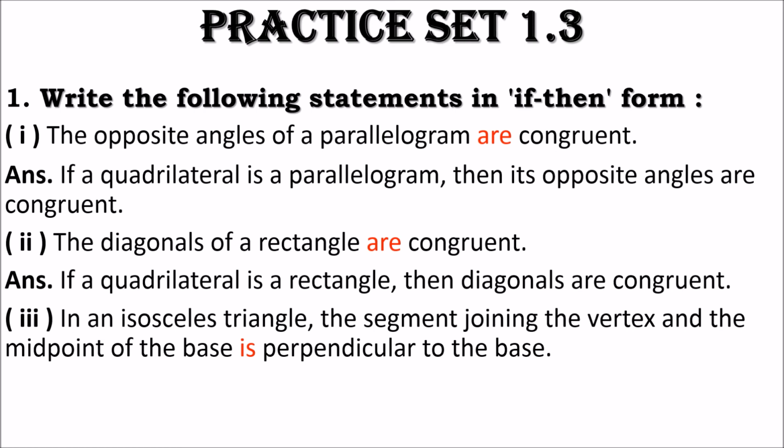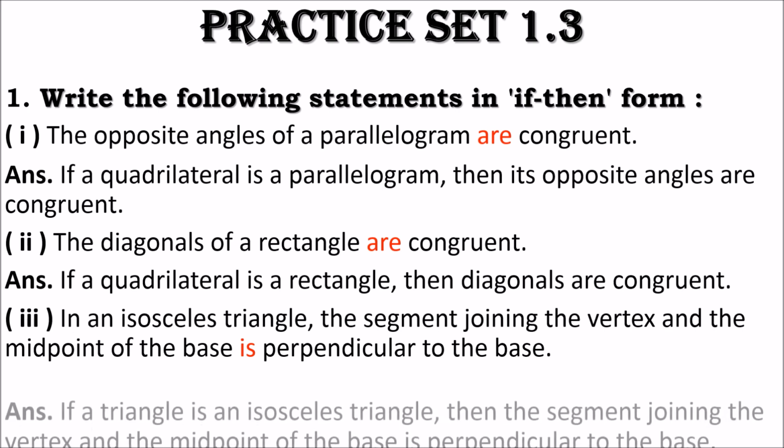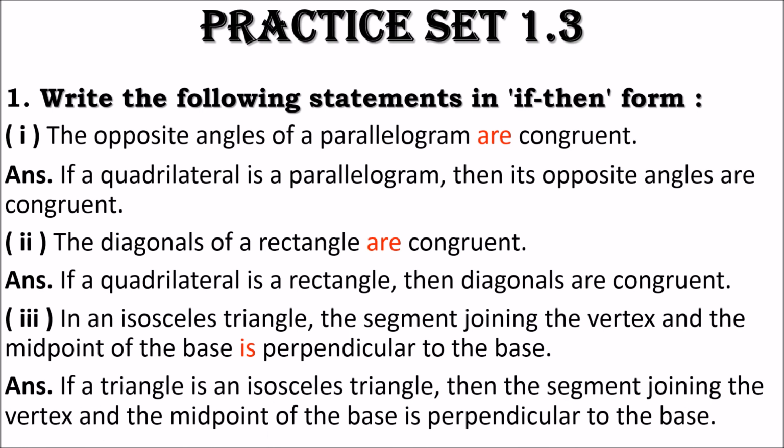Isosceles triangle, that is the antecedent, that will follow the word if. So if a triangle is an isosceles triangle, then the segment joining the vertex and the midpoint of the base is perpendicular to the base.